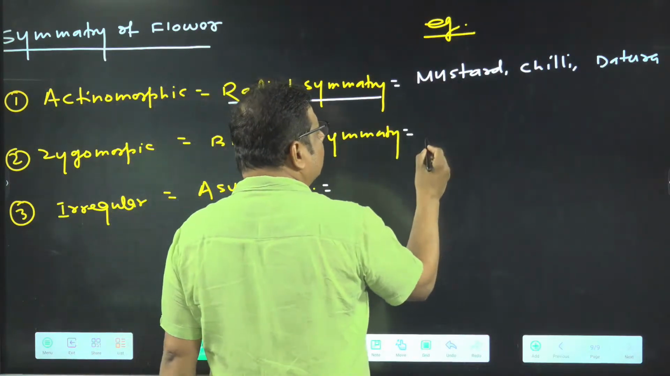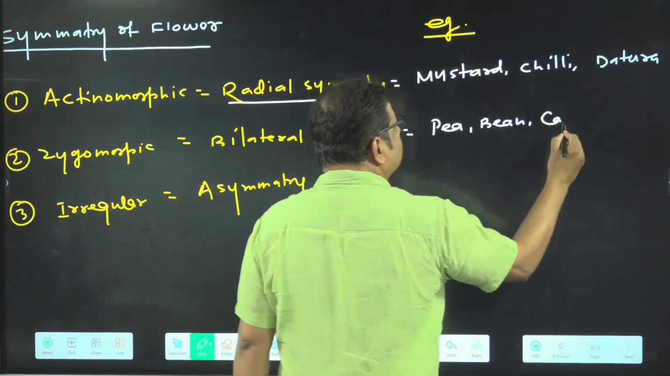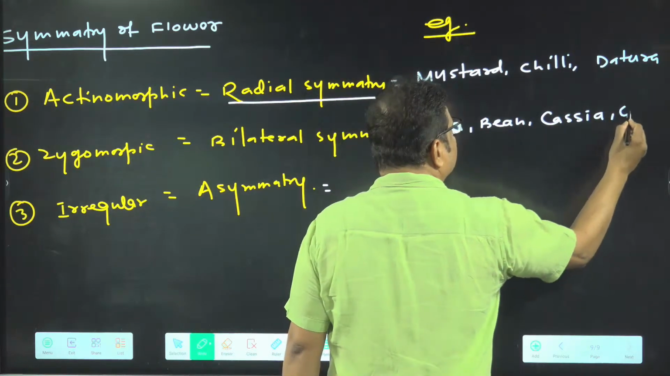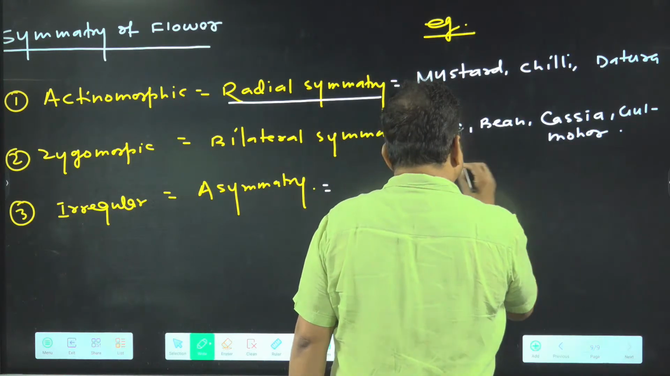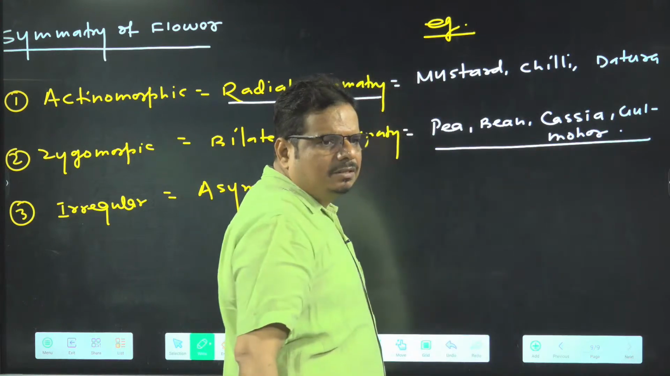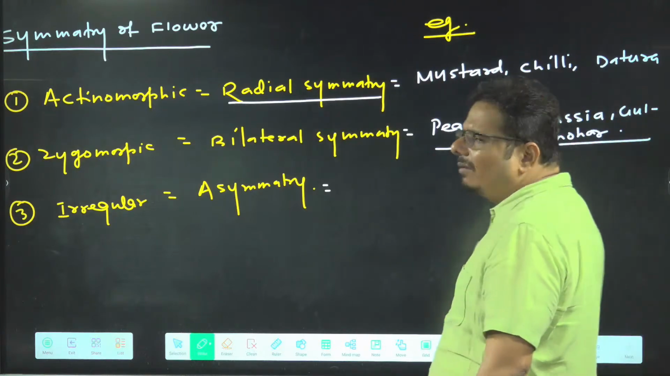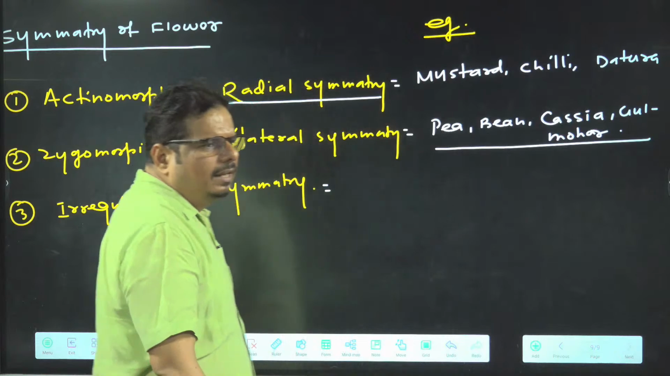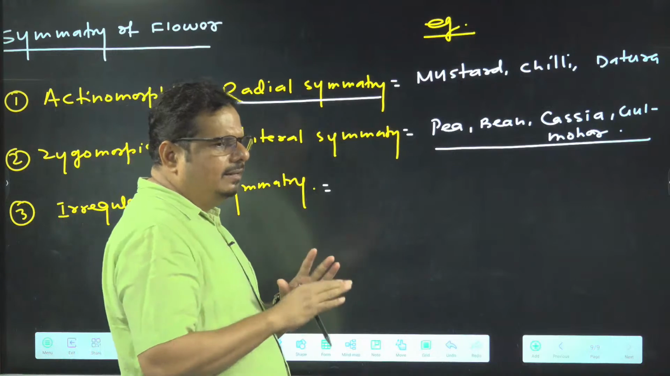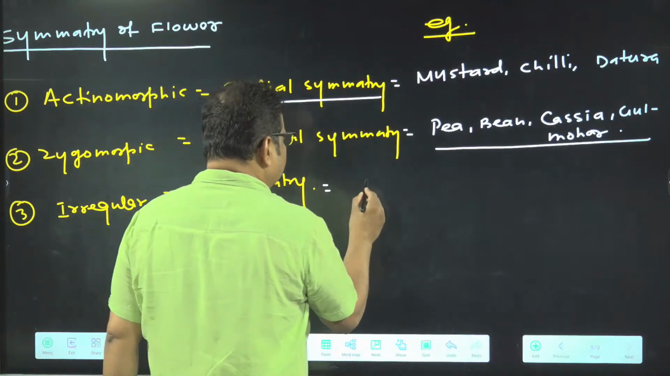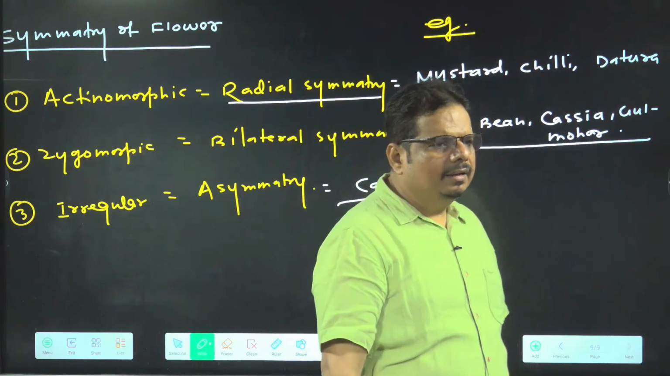Example of zygomorphic, what is written in NCERT? Pea, bean, cassia, gulmohar. What I told, in my language, it must be like 2 2s are 4. That perfection is required. Pea, bean, cassia, gulmohar. If you will not revise it, you will make a khichdi here. Irregular, canna. Getting the things or not?